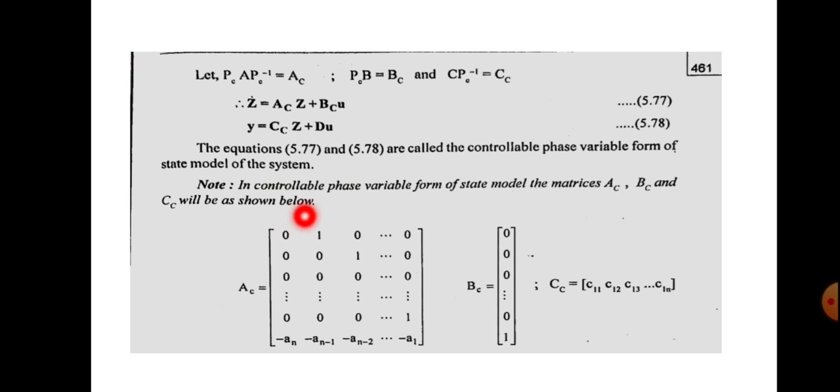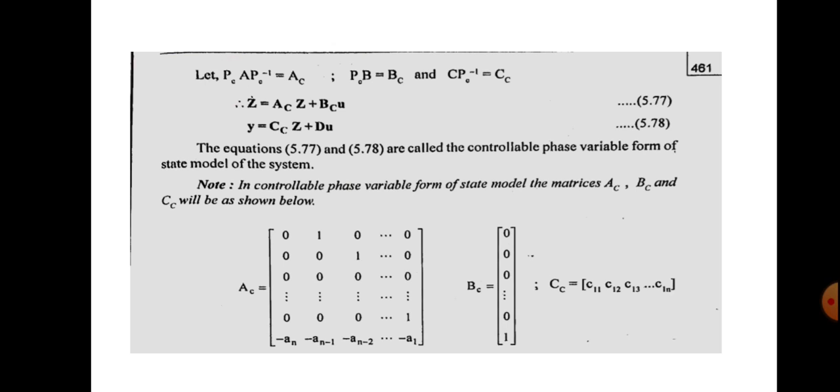So you know what Ac is. Ac is equal to Pc into A Pc inverse. In order to form this controllable phase variable form, you need to find Ac, Bc and Cc, and Ac is obtained by this equation, but you want to find out this Pc matrix, that is the transformation matrix. So the next step is to find the transformation matrix.